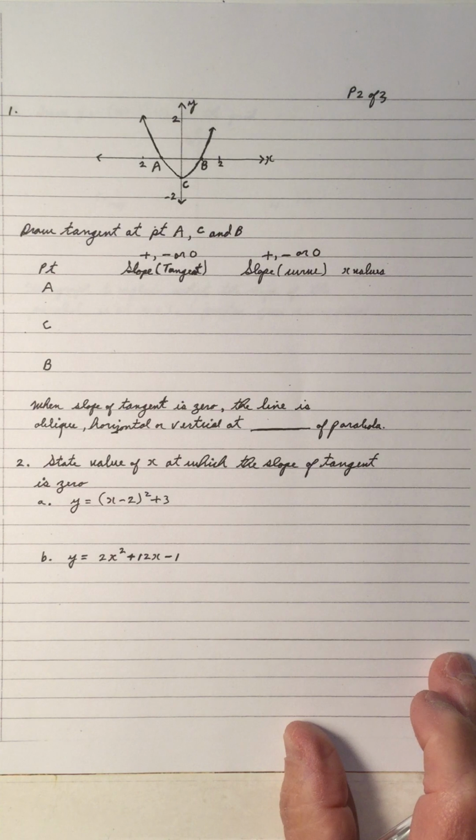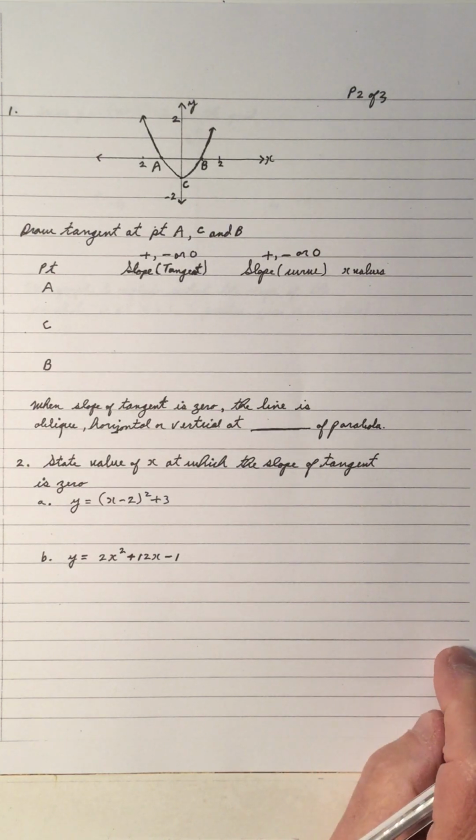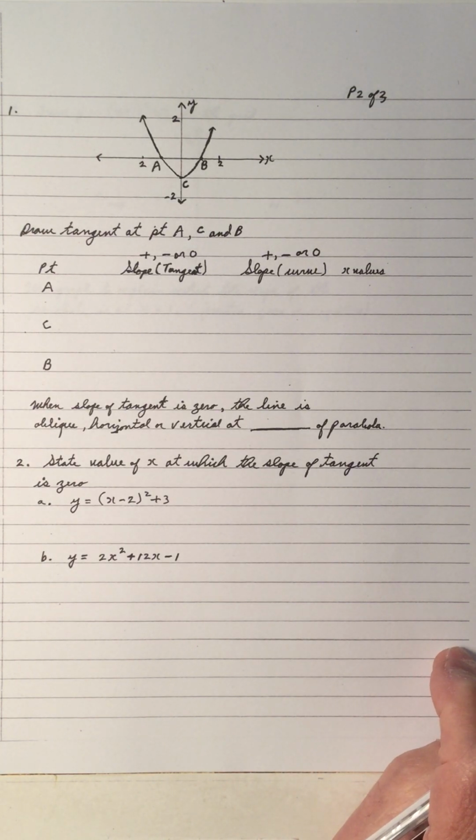Hi, welcome to my video on the slope of a tangent, which can be positive, negative, or zero on a polynomial function or a conic function of circles, parabolas, etc.